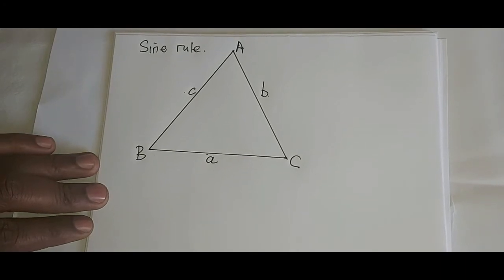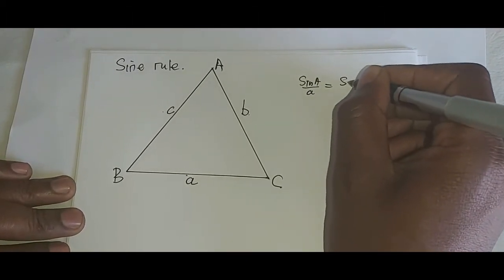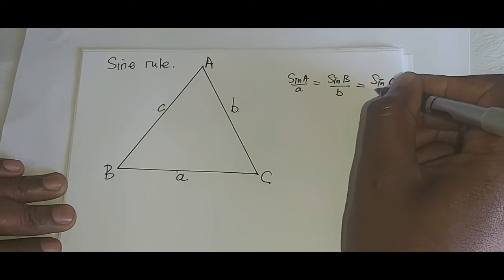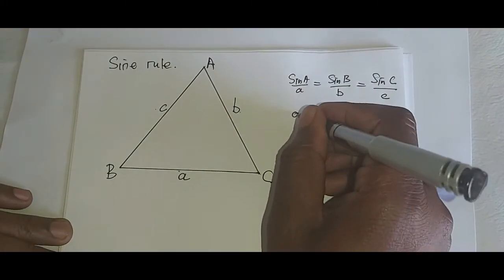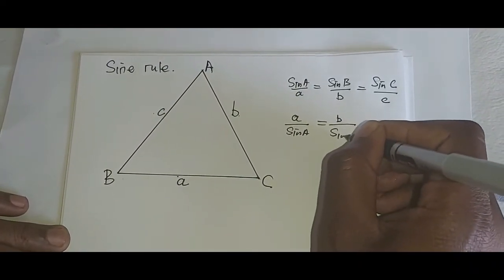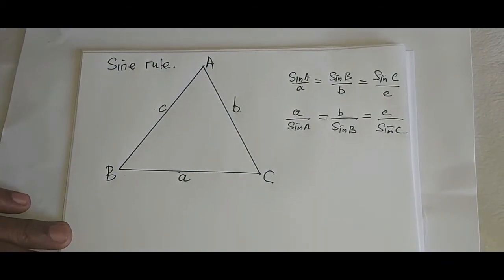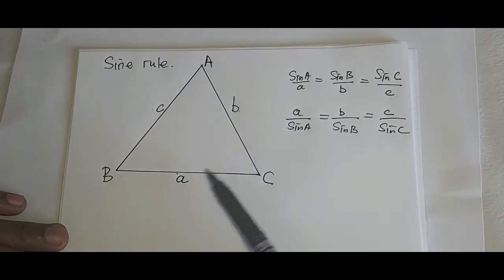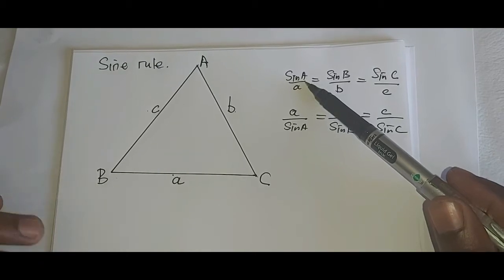Basically what the sine rule says is that sine A over a is equal to sine B over b, which is equal to sine C over c. The same formula can also be rewritten as a over sine A is equal to b over sine B, which is equal to c over sine C. I normally prefer that you use the second formula. For example, if you are finding a missing side, you use the second one, and the top formula you use when you are finding an angle.